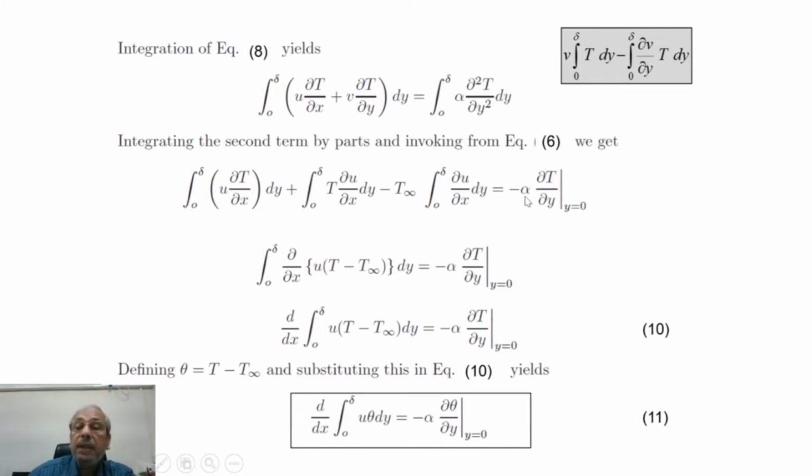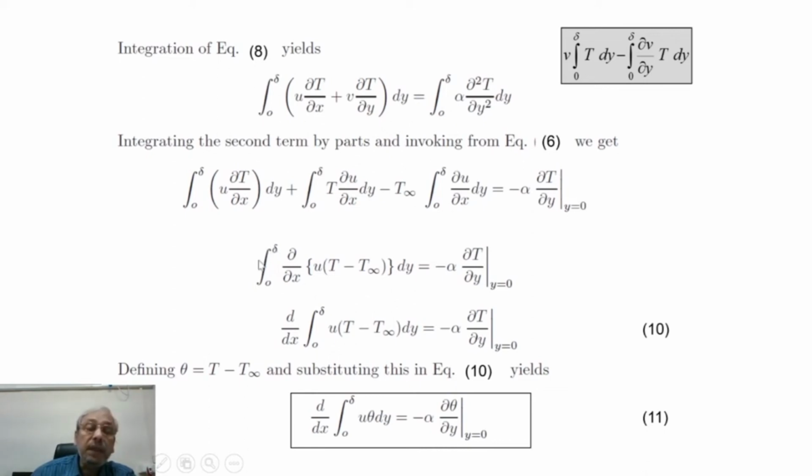Upper limit is alpha del T del y at y equal to delta is 0. So lower limit we apply, and minus alpha del T del y at y equal to 0. And these three terms we can write as integral 0 to delta of del del x of u (T minus T infinity), very clear, into dy equal to minus alpha del T del y at y equal to 0.